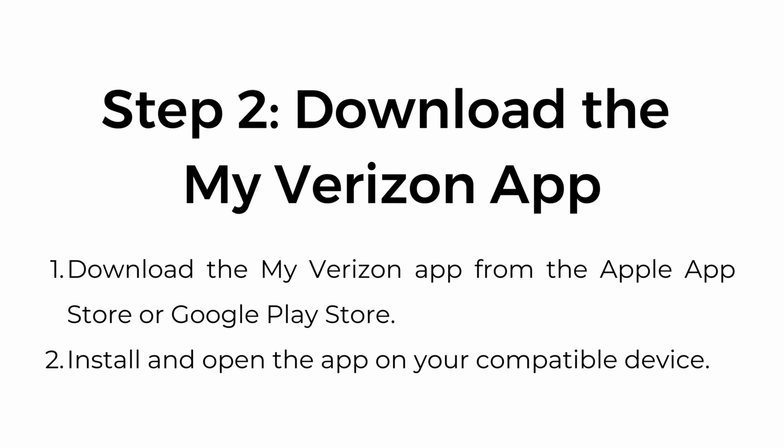Step 2. Download the My Verizon app. Download the My Verizon app from the Apple App Store or Google Play Store. Install and open the app on your compatible device.